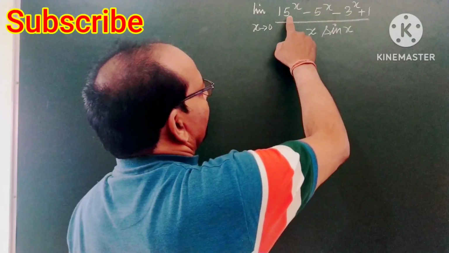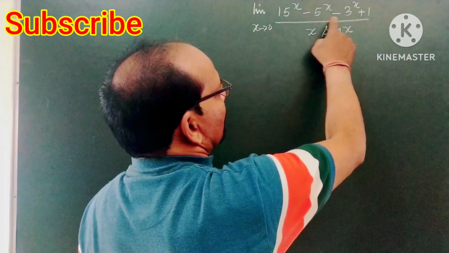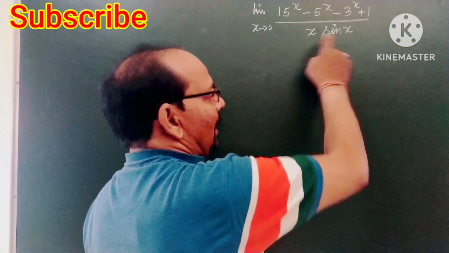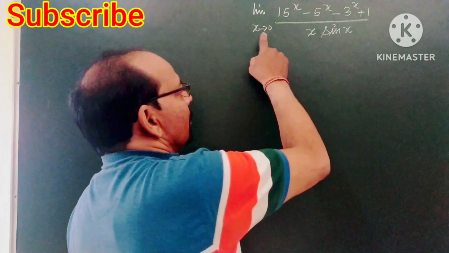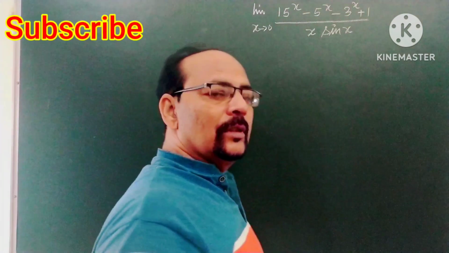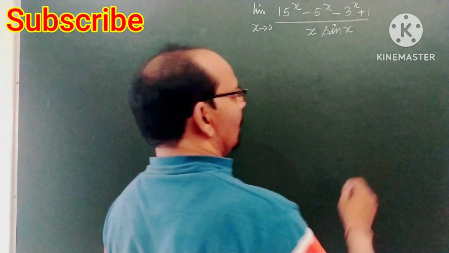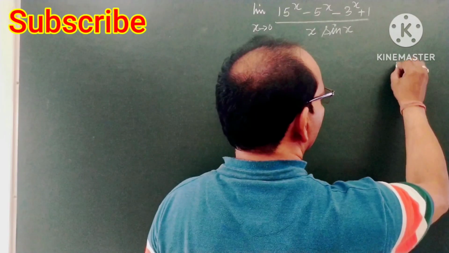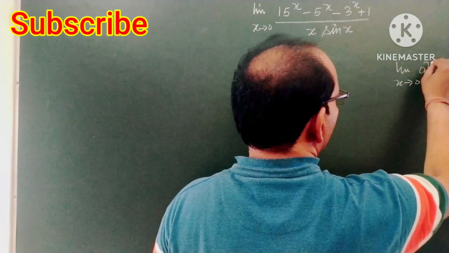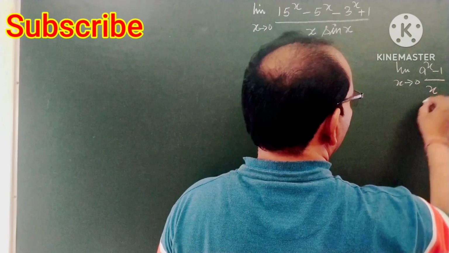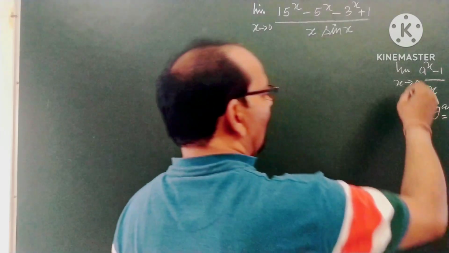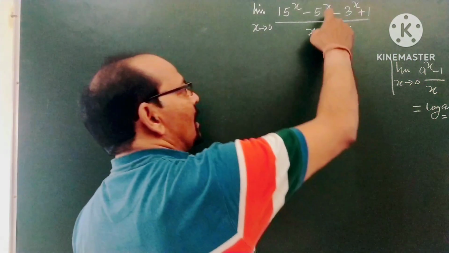Find the limit of (15^x - 5^x - 3^x + 1) / (x sin x) as x tends to 0. We see that this is in the form of exponential functions, and the main formula for that is the limit as x tends to 0 of (a^x - 1)/x is equal to log a, and with the help of this formula we can find this.